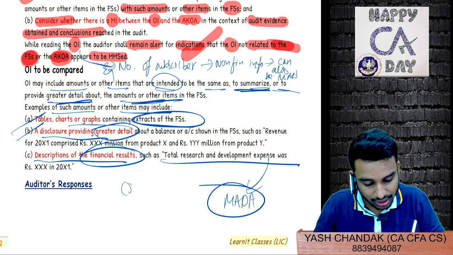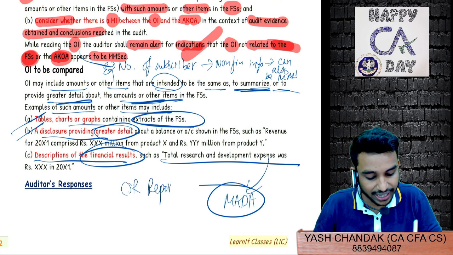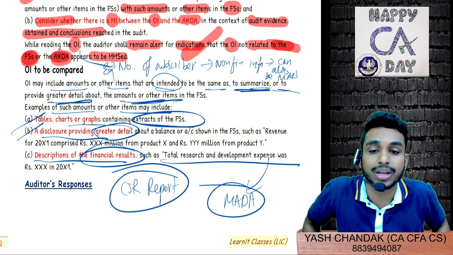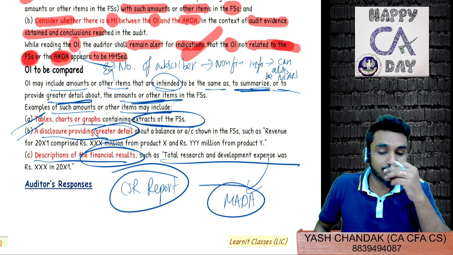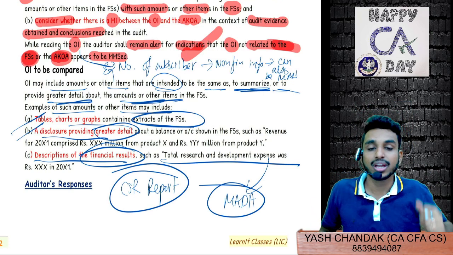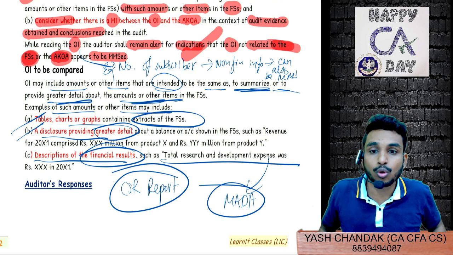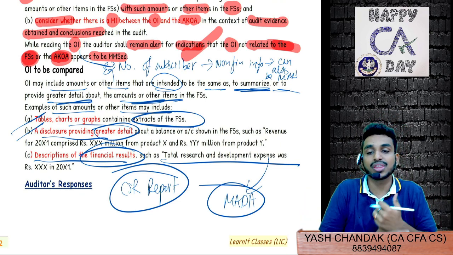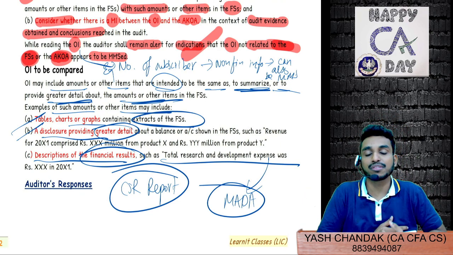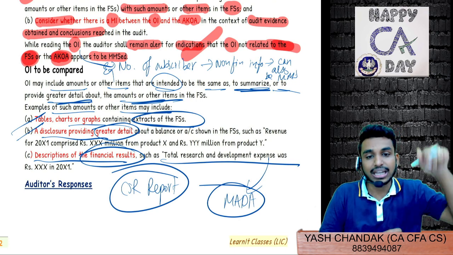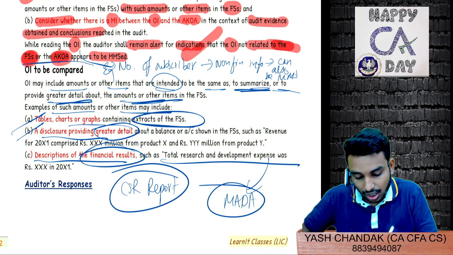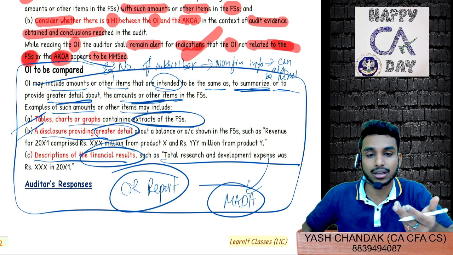Or similarly, what I was telling you, CSR report में you'll find the detail of all the expenses that you make in CSR. 13-14 पेज की CSR report है in annual report of L&T, if you will see. So all the expenses that you have committed in CSR, they will compile and specify in the CSR report, so that you can tally with the FS. So all these are examples of OI to be compared.